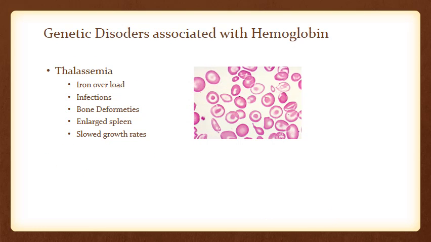One more genetic disorder associated with hemoglobin is thalassemia. It's when you have too much iron in your blood cells. As you can see, the difference between a healthy blood cell and one with thalassemia. It can lead to infections, bone deformities, an enlarged spleen, and slowed growth rates.